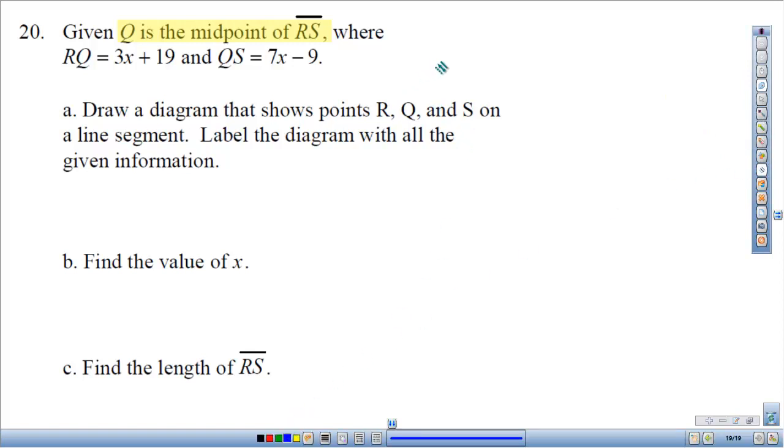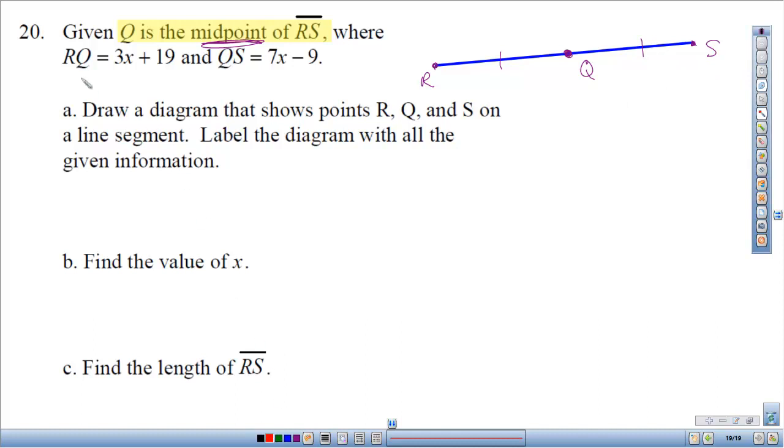So here comes segment RS. So I'm going to label these endpoints R and S. And this time they say, what about Q? It's actually the midpoint. So I'm going to try to put point Q right in the middle. And if it really is the midpoint, then this segment would have to be what? Congruent to this segment over here.